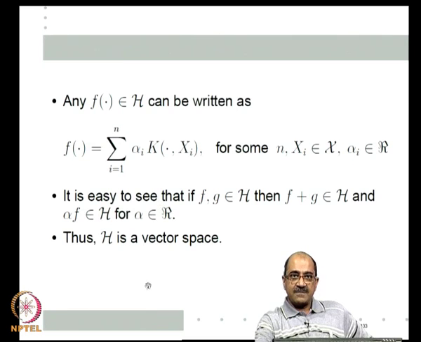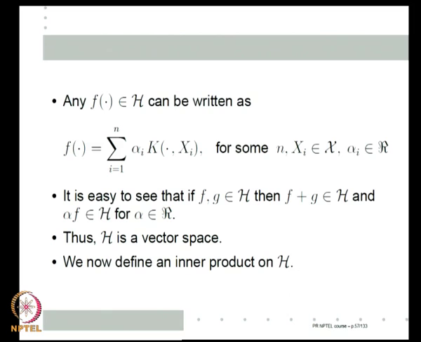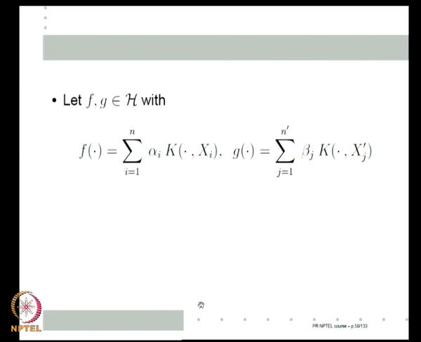So, now what we are going to do is define an inner product on the space H, and then show that essentially there can be a phi that maps script X to this H, so that k(x, x prime) will be the inner product of phi(x) and phi(x prime), with the inner product that we are going to define. So, first I have to define an inner product for any two elements of H.